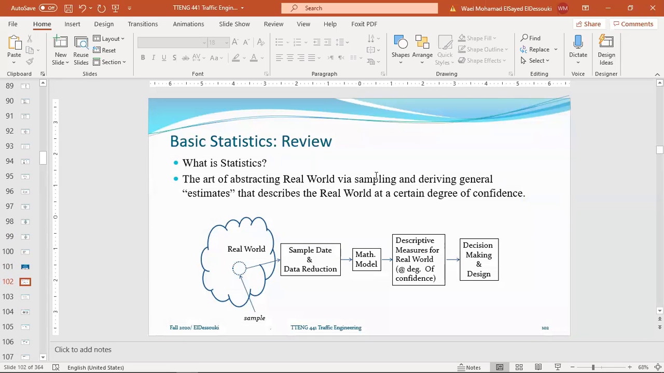Okay, what do we mean by statistics? Statistics is basically the art of abstracting the real world via sampling and deriving general estimates that describe the real world at a certain degree of confidence.